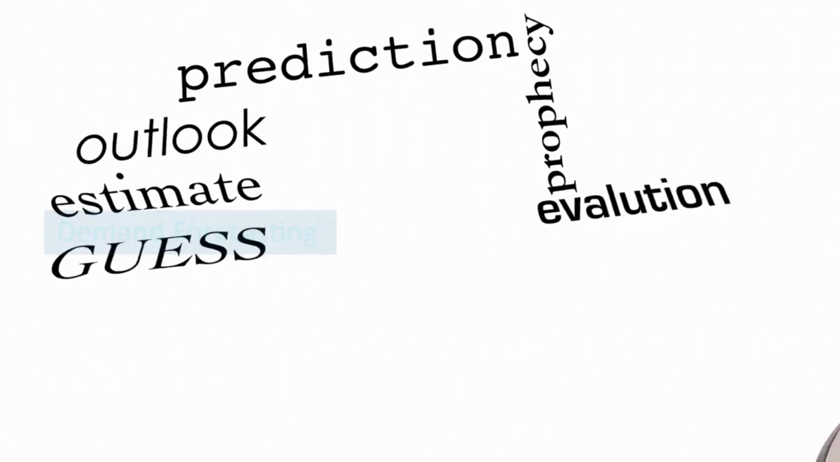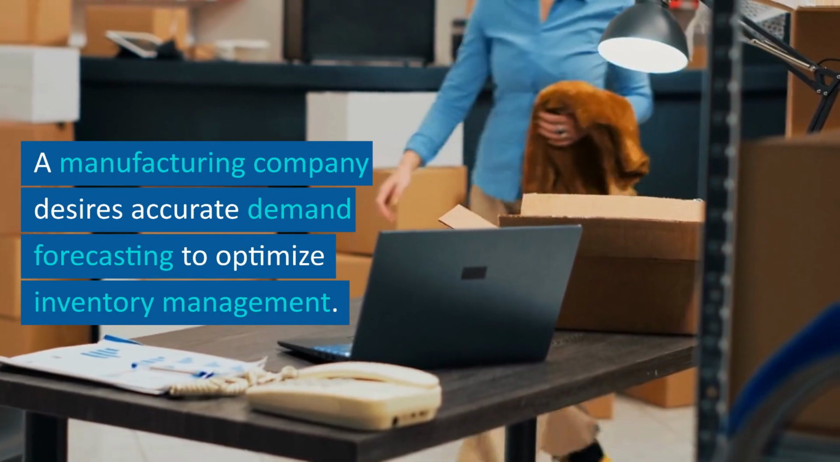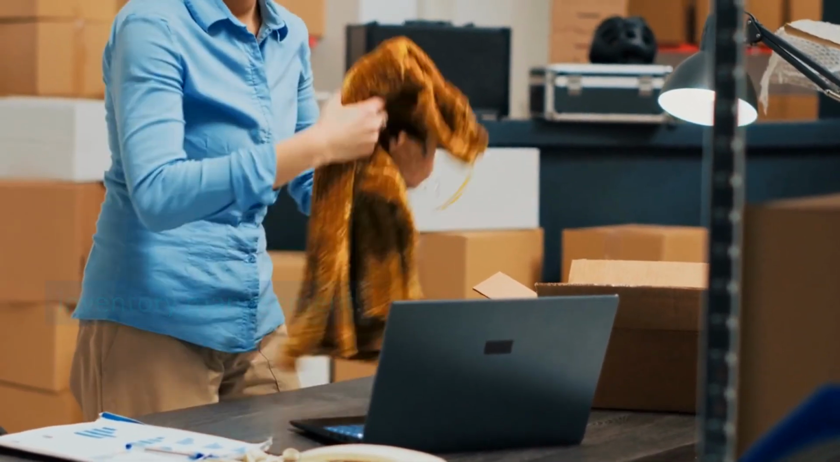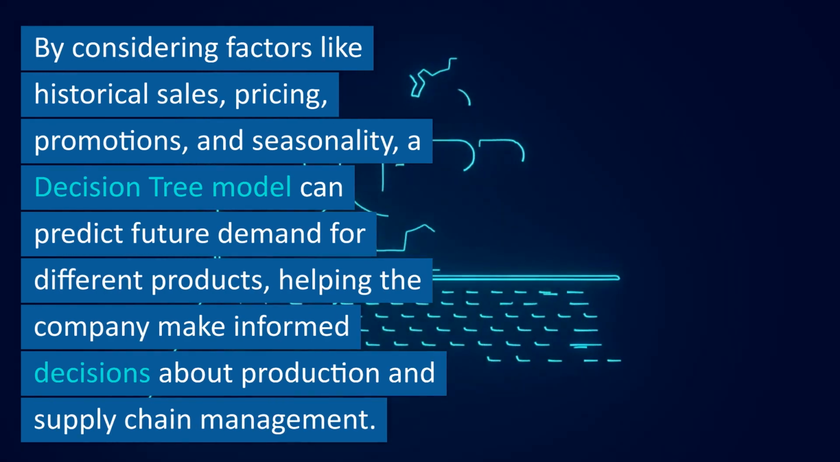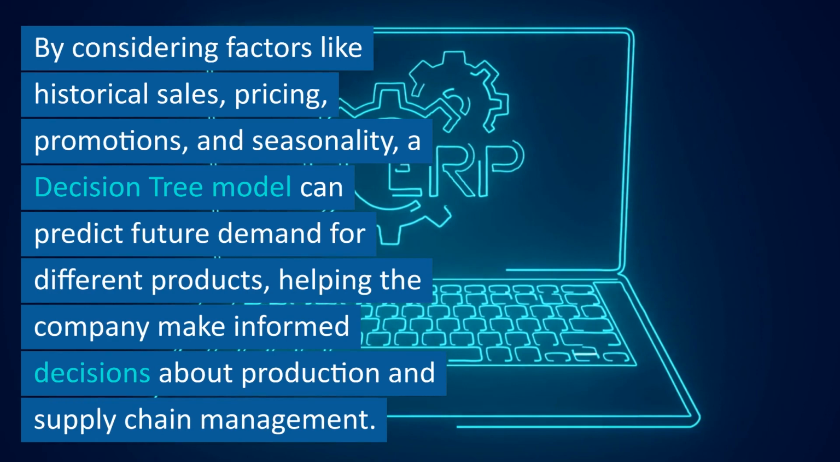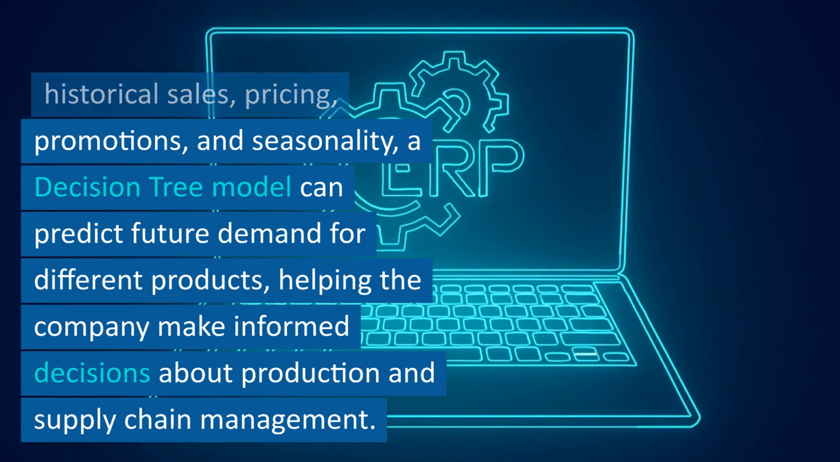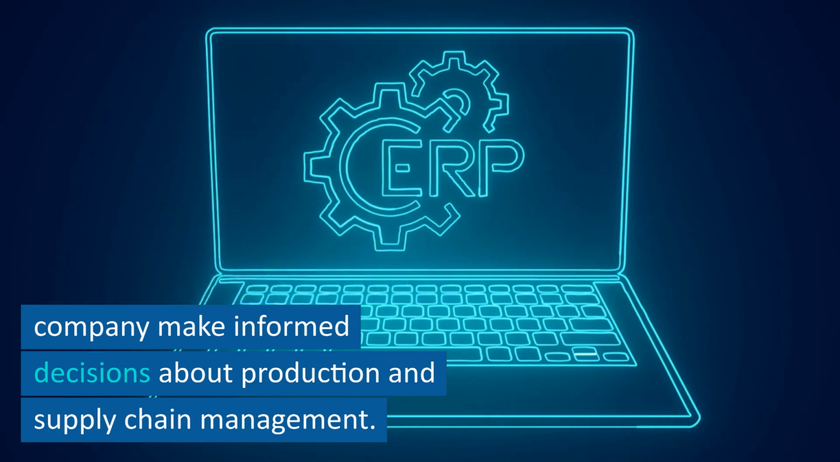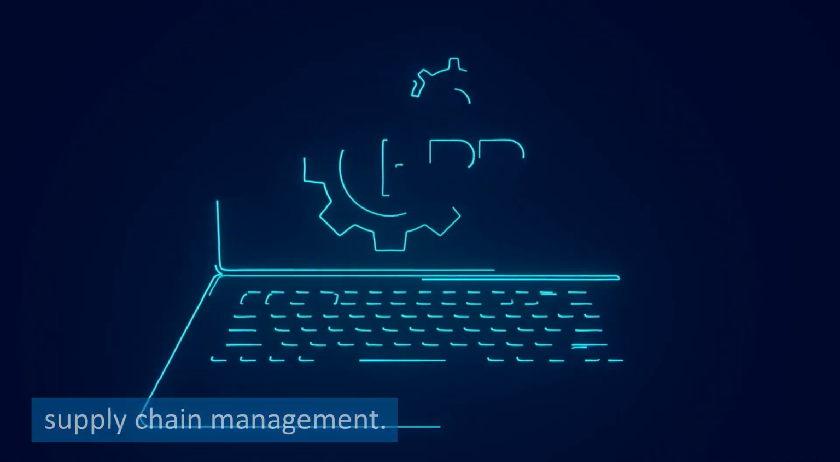Demand forecasting. A manufacturing company desires accurate demand forecasting to optimize inventory management. By considering factors like historical sales, pricing, promotions, and seasonality, a decision tree model can predict future demand for different products, helping the company make informed decisions about production and supply chain management.